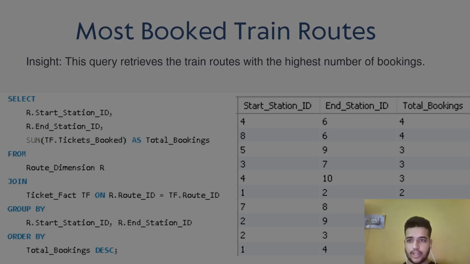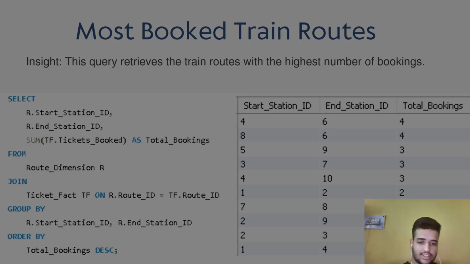The next query is the most booked train routes. This query retrieves the train routes with the highest number of bookings, like which train has got the highest bookings. It tells us the train route, so we don't need to know the location now. We took the ID of the start station and the end station. As you can see, we wrote the code for it. We used join, group by, and order by.